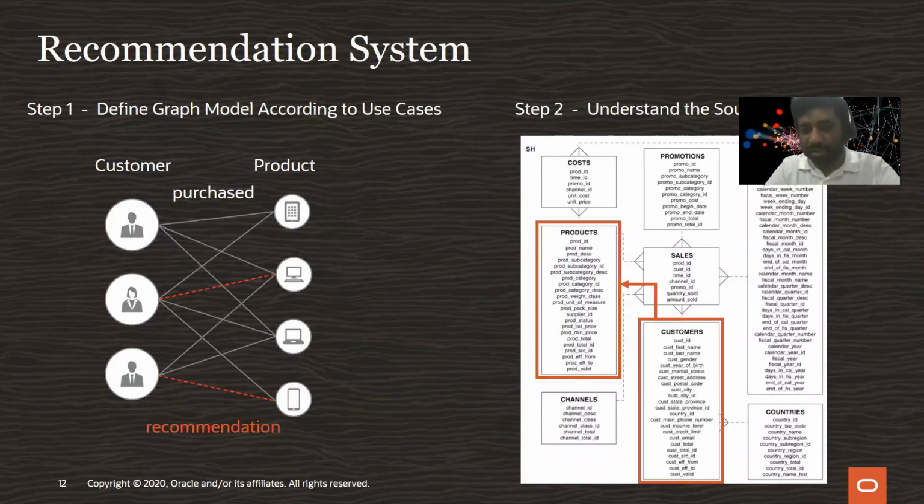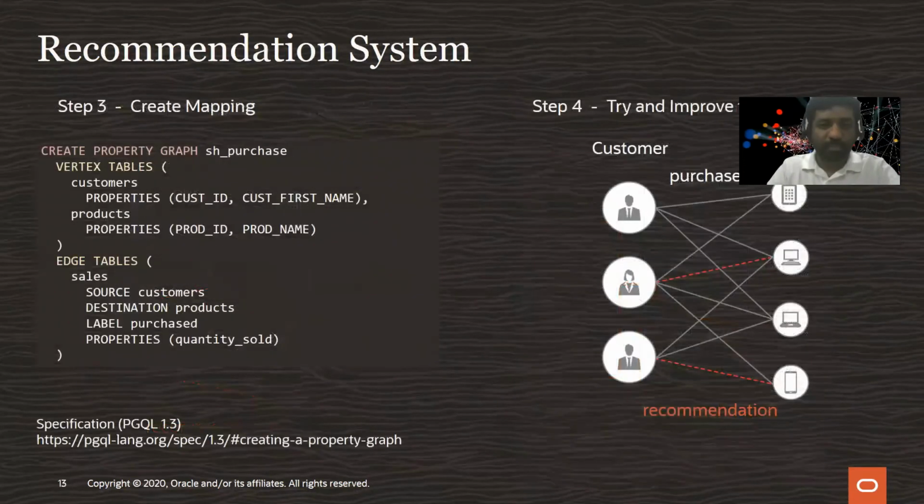Then you understand the source structure. So you will basically have the customer tables, the product table, and the sales related table, which is the actual transaction information: who has purchased what, or what has been purchased by whom, the actual amount, the detailed transactional information. So you try to understand what the organization has deployed.